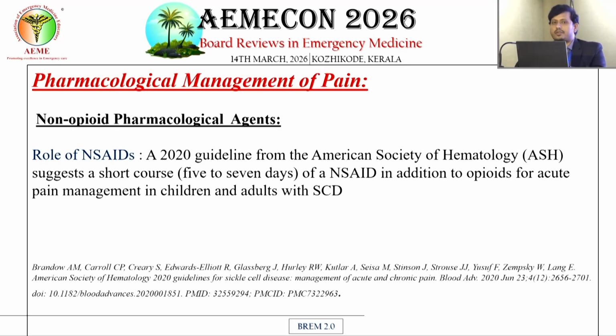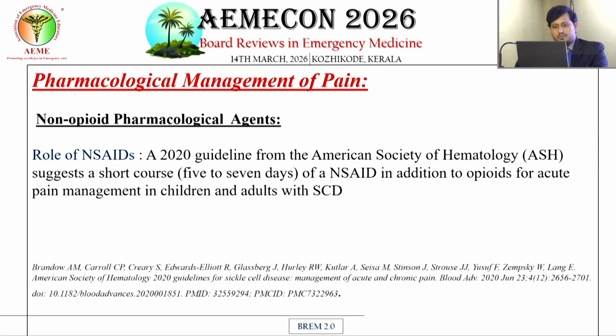Now if we move to the pharmacological management of pain, the mainstay of treatment is opioids only, but non-opioid pharmacological agents are also mentioned in the guidelines. The American Society of Hematology recently released the 2020 guidelines, which support the use of NSAIDs along with opioids depending upon the severity of the pain. They suggest that a short course of NSAIDs, 5 to 7 days, in addition to opioids, will give good pain control in patients presenting to the emergency. So we should think about NSAIDs also along with opioids.